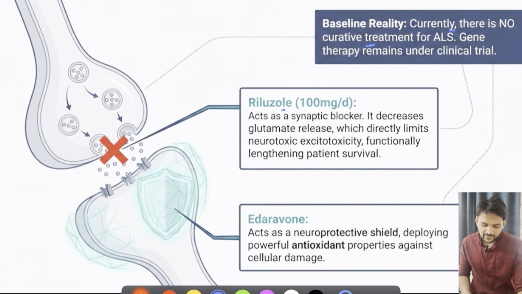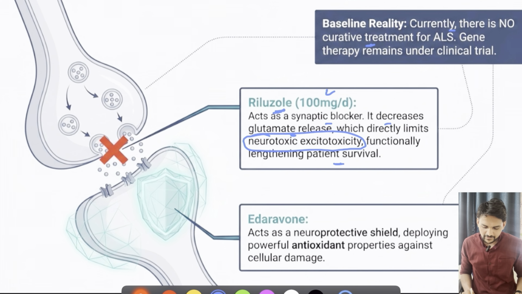But still, there are some medications we can utilize. For example, riluzole, which acts as a synaptic blocker. So what will it do? It will decrease the glutamate release, limiting neurotoxic excitability. So the oxidative stress will come down. So the functional lengthening of patient survival will be improved to some extent. The dose is 100 mg per day.